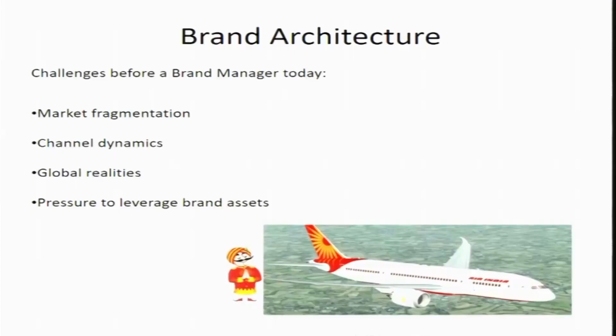platforms like that. So, a brand manager has to respond to this dynamics of channel distribution also, and how a brand manager can respond with the help of the brands that he owns is something that he has to think about. The third thing is global realities. Now, what is happening in the US and what is happening in India is today not very unrelated.